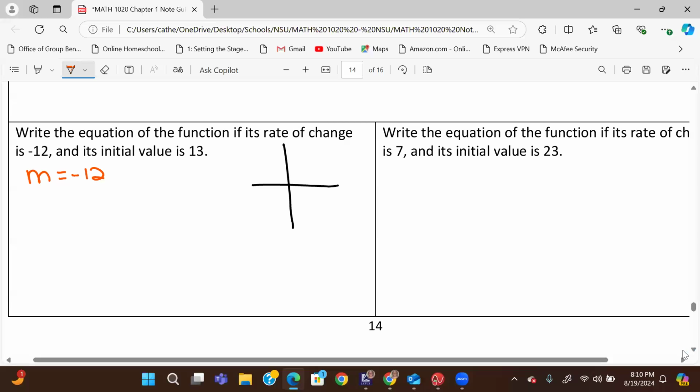So when we look at this, the initial value is a positive 13. So at time 0, at the beginning, the initial value of something is 13. So what is that? What's special about that point? That is your y-intercept. So the y-intercept is equal to 13. So what is the equation of the line? It's y equals negative 12x plus 13.